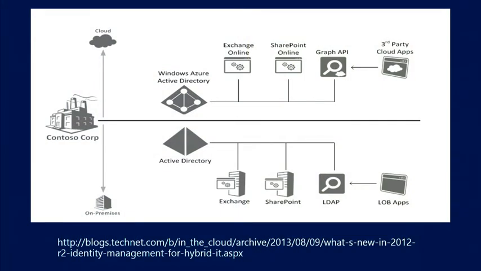As I said, you can start on-premise and move into the cloud, and you end up over time with a bit of a mix and match. At the bottom of your slide, you've got your on-premise stuff, Active Directory, Exchange, SharePoint, LDAP, your line of business. At the top, you've got Active Directory with Exchange Online, SharePoint Online, using the Graph API with your third-party cloud apps. Now, it's not an all or nothing. You don't have to be here or there. You can migrate pretty much between the two as your business dictates.